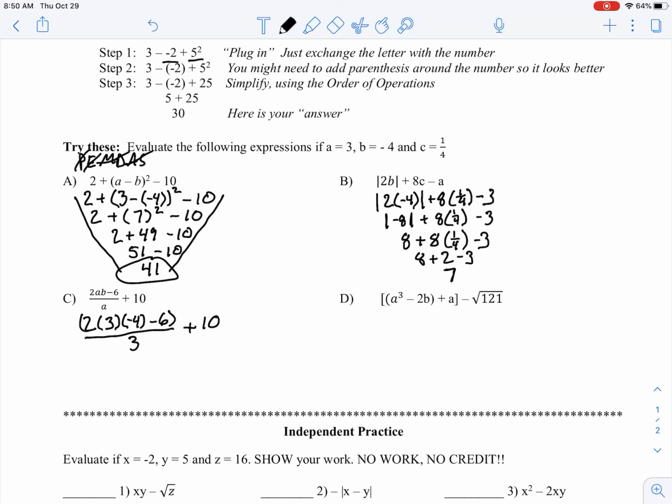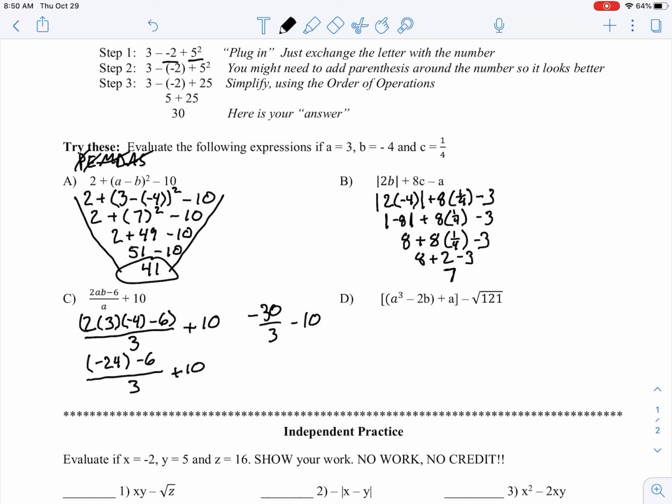Alright, so I'm going to do all these multiplies first. So we get 2 times 3 is 6. 6 times negative 4 is negative 24. Minus 6 over 3 and plus 10. So I'm going to bring everything up over here. Negative 24 minus 6 is going to be negative 30 over 3 plus 10.